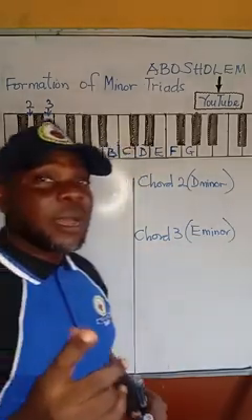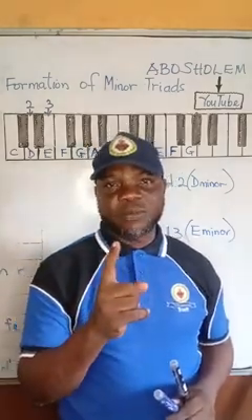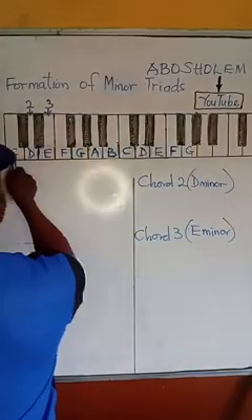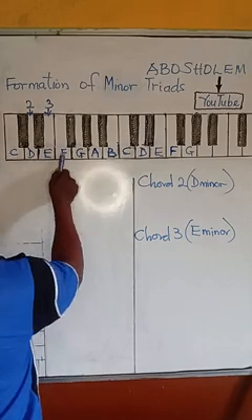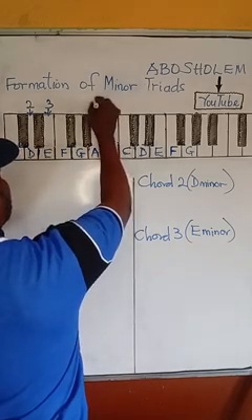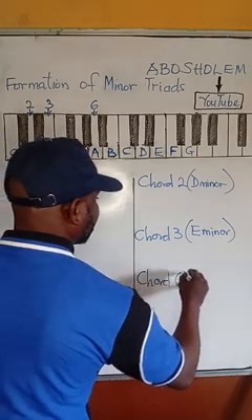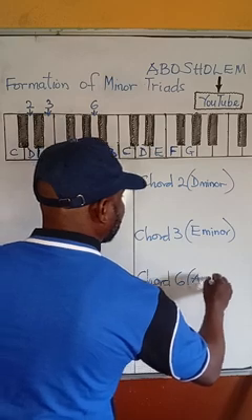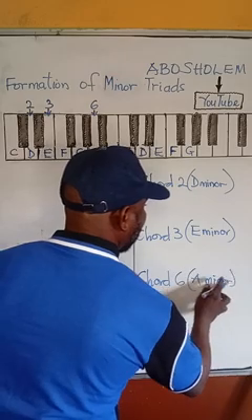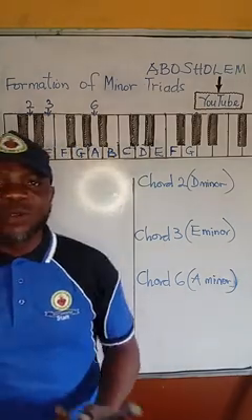And the third minor triad has its root as the sixth note of any major scale. The sixth note, 1, 2, 3, 4, 5, 6. The sixth note is A. I would simply call that chord 6, which is A minor. Now, how do we form them?